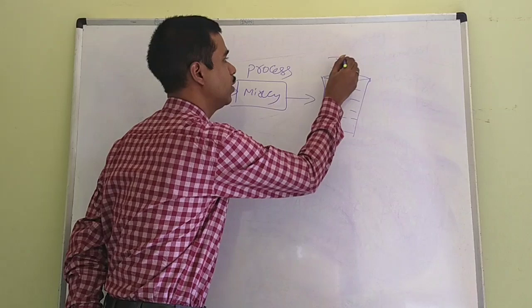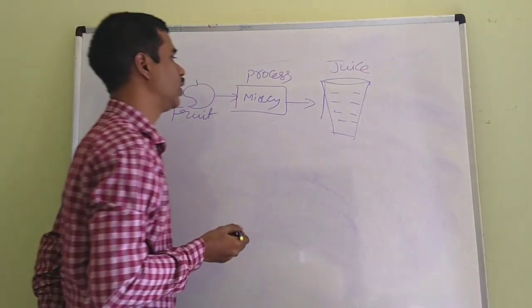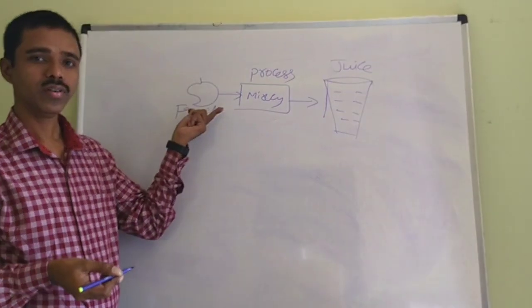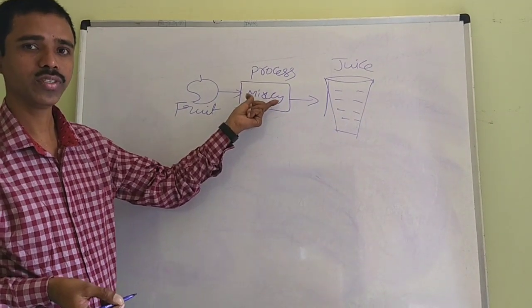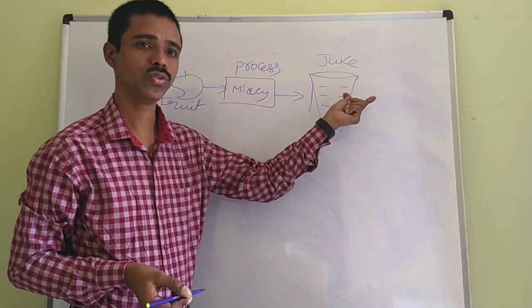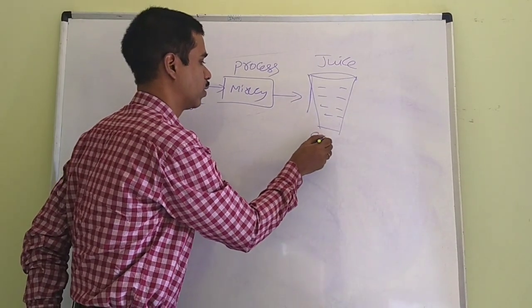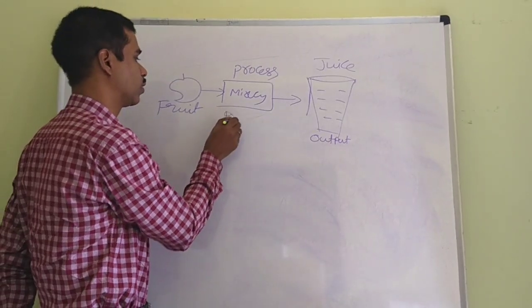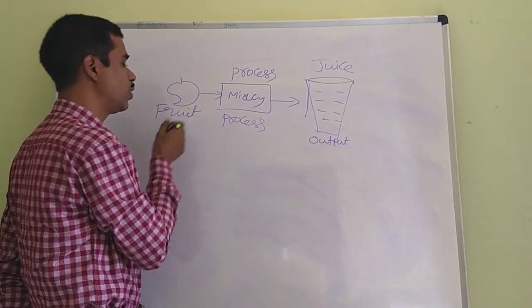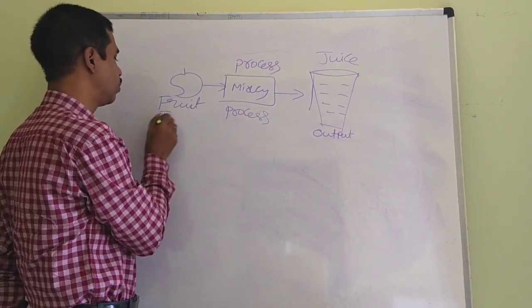So we are getting what? Juice. So here fruit is the input we are giving to the mixie. Mixie is doing some process. Finally, it is giving the juice to us. So juice is called as output. What is mixie doing? Process. What are you giving to the mixie? That is called as input.